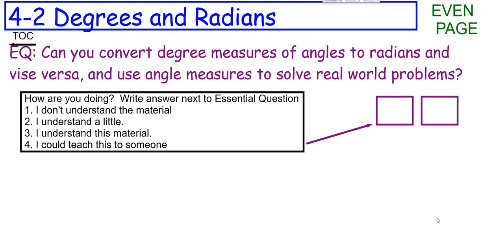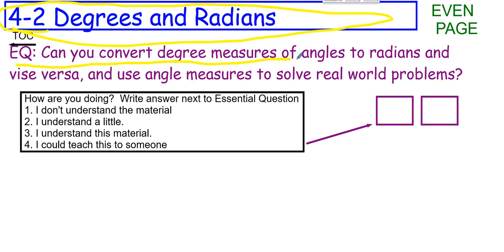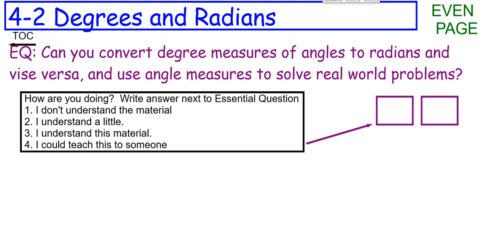Just a reminder, by now, hopefully you know some of my expectations. For each section, I will be expecting you to take notes still, and I'll essentially want the heading and the essential questions. So, can you convert degree measures of angles to radians and vice versa, and use angle measures to solve real world problems? And then handwritten work for examples, as we usually do. That's going to be my expectation. If you want to write your level of understanding on the essential question, that would be awesome, but it is not something that I will be holding you accountable for.